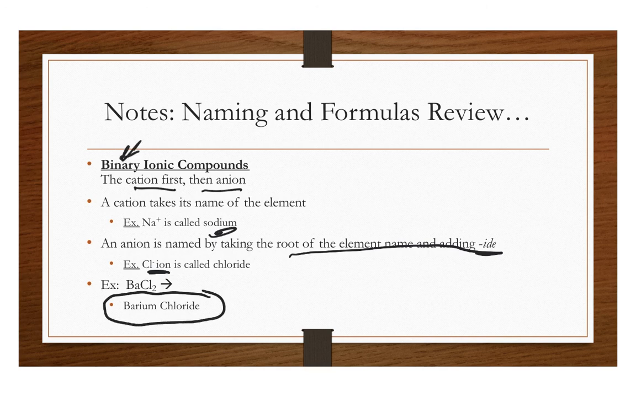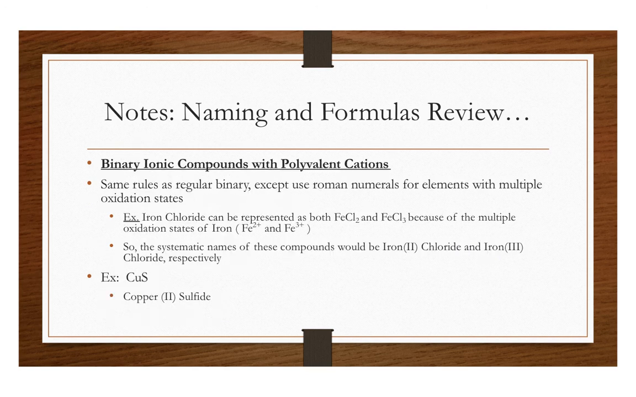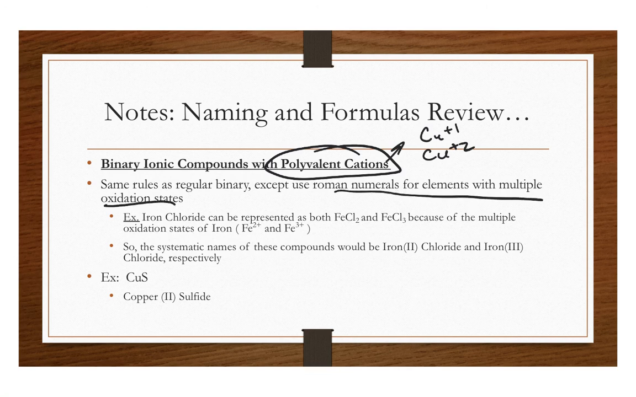So that's if it's binary, if it's made of just 2 elements. If we have binary ionic compounds that have polyvalent cations, okay, polyvalent cations are cations that can have more than one charge. So for example, like copper +1, copper +2. Same rules as regular binary, except we use Roman numerals for those that have multiple charges. Okay, so iron chloride can be represented by both FeCl2 or FeCl3, depending upon which iron charge we're using. So we put in Roman numerals for our systematic forms there. The Latin names have fallen out of favor. We don't typically use those.